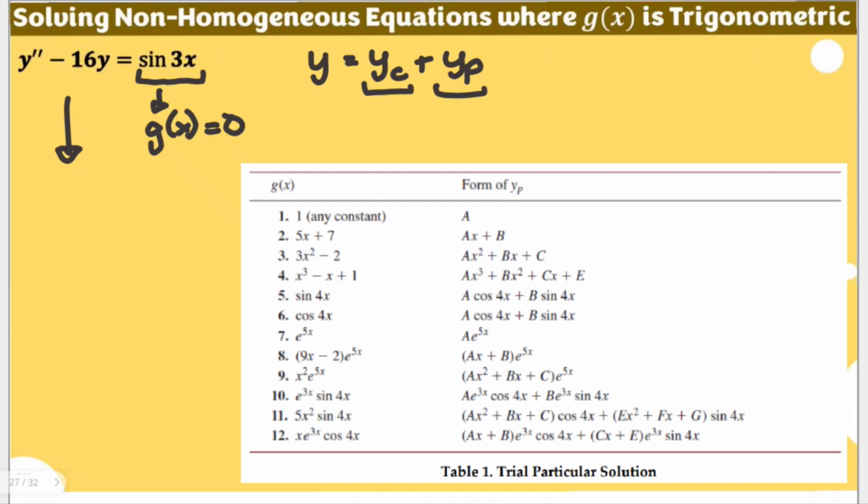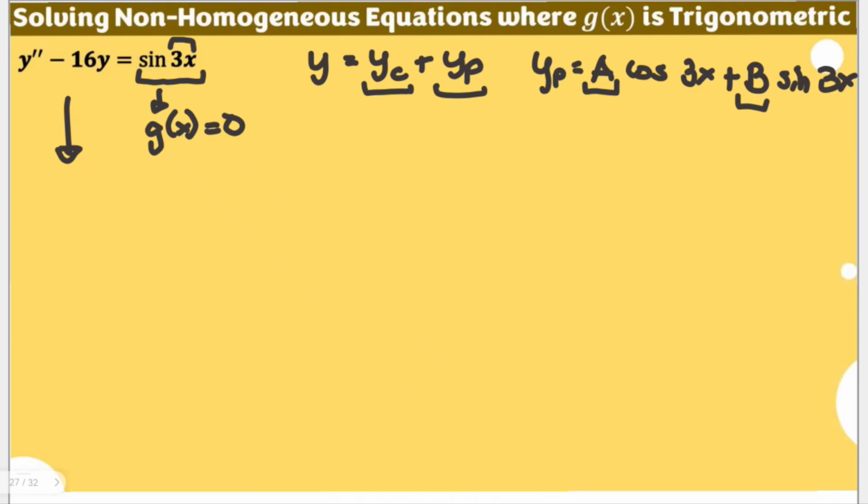In short, the form of y sub p, which we are going to solve later, is a cosine of, take note that this is 3x here, so cosine of 3x, because we need to follow the angle being described, plus b sine 3x. Later, we are going to solve for the a and b coefficients so that we could solve for y sub p, the particular solution, which will be paired to our y sub c. So let's start solving with y sub c.